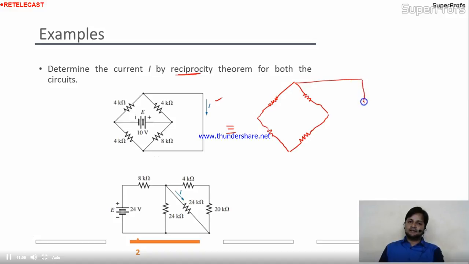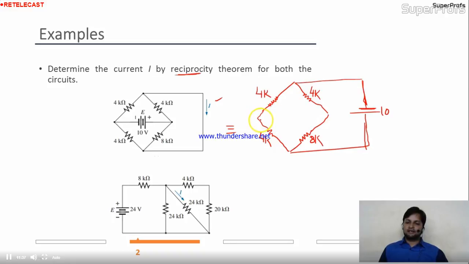Here I'll apply the independent source and the polarity of the independent source should be like this, so the current direction will not change. We are keeping the polarity like this, so the current will be intact. Now, come to this. This is 4K. This one is 8K and this one is 4K.